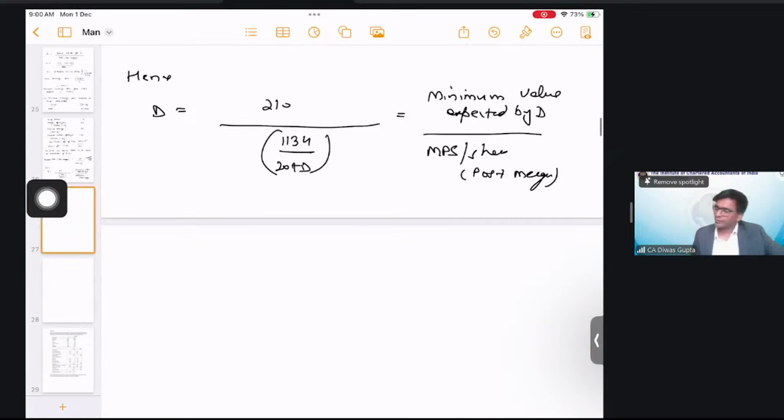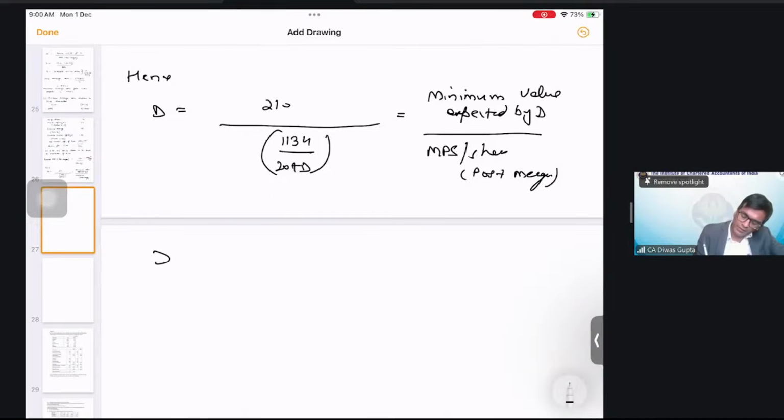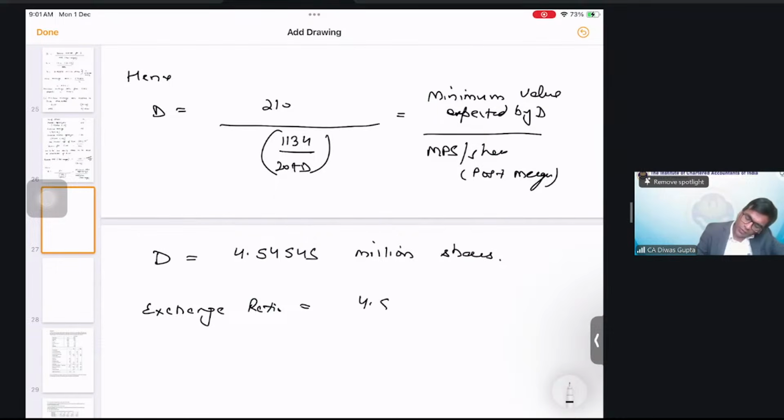Okay. So the value of D here becomes 4.54545 million shares, and hence the exchange ratio is equal to 4.54545 divided by 14, which is actually 0.325:1.